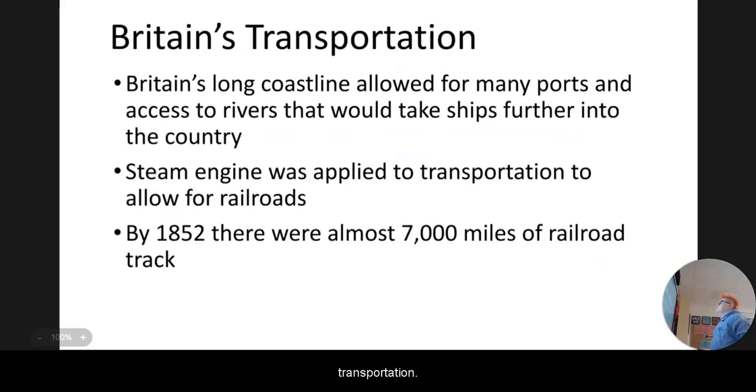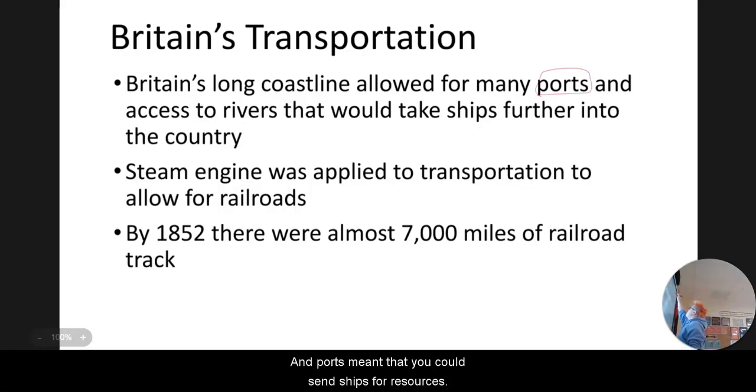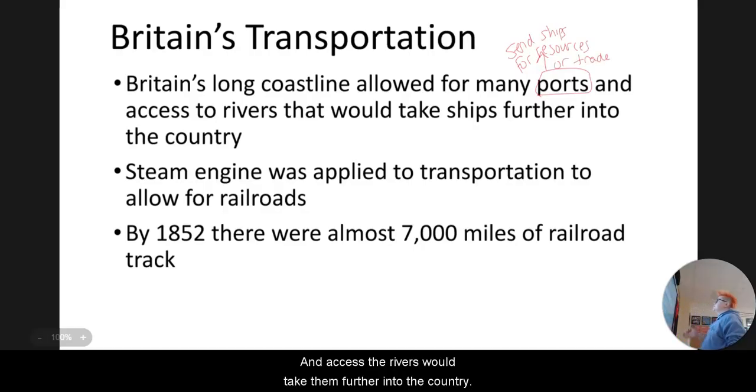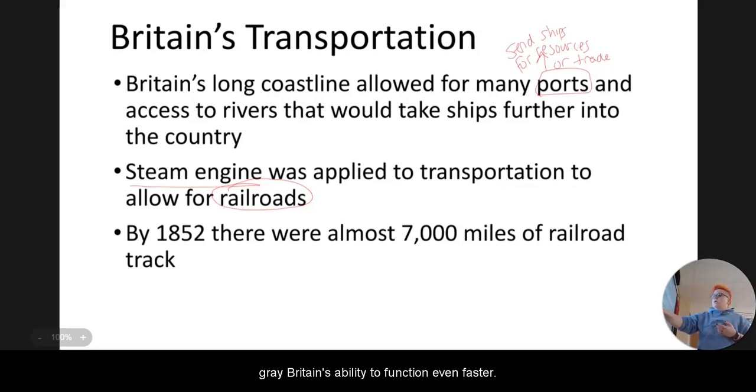And transportation. Because of this long coastline, there were a lot of ports, and ports meant that you could send ships for resources or trade. All right, and access to rivers would take them further into the country. Eventually, they're going to take the steam engine and apply it to railroads, which is going to increase Great Britain's ability to function even faster.